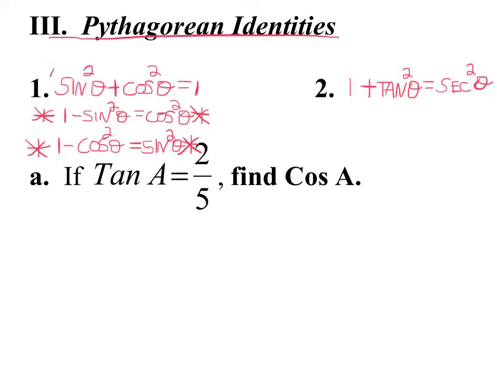These are the Pythagorean identities. This is the main one: sine squared plus cosine squared equals 1. They all revolve around drawing a right triangle in the unit circle and using a squared plus b squared equals c squared.